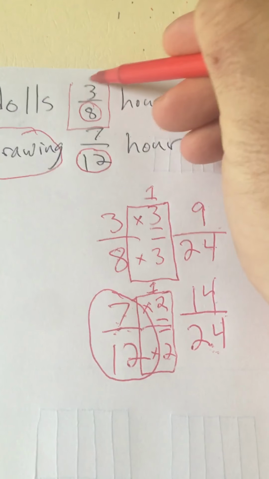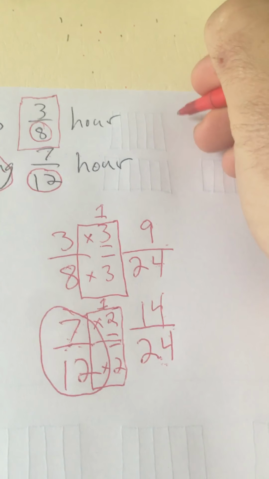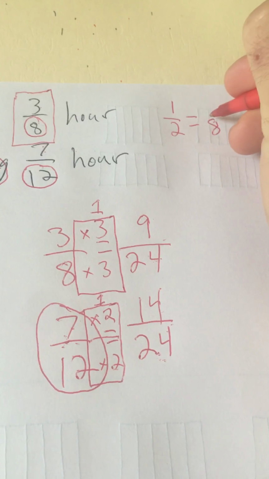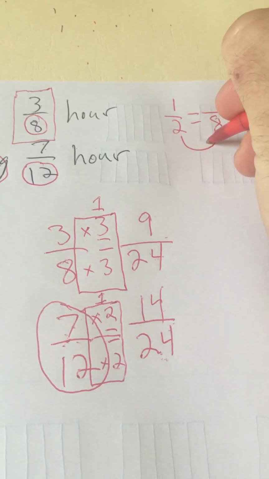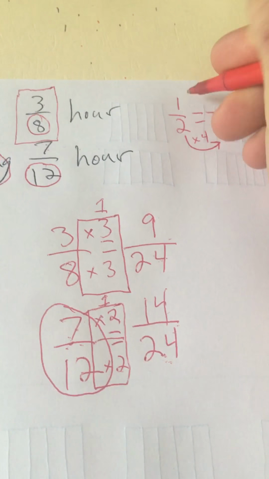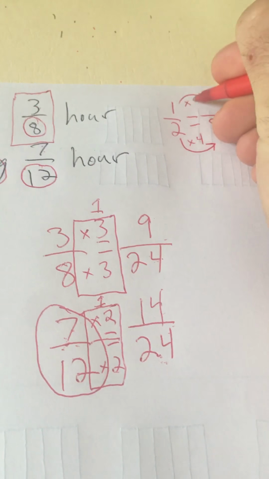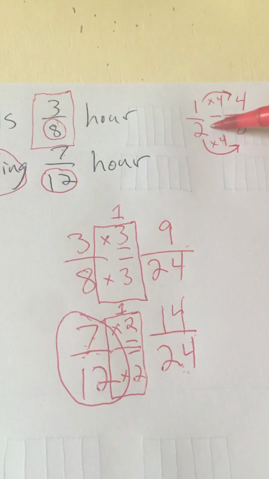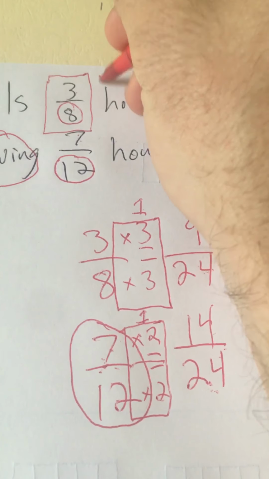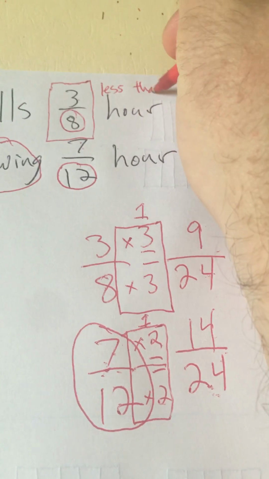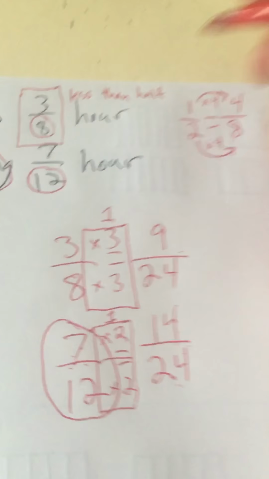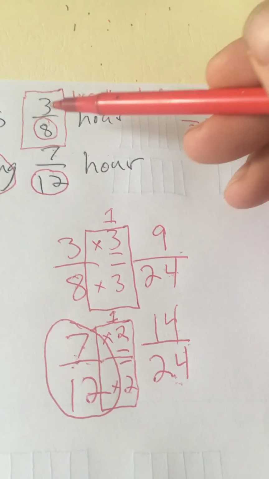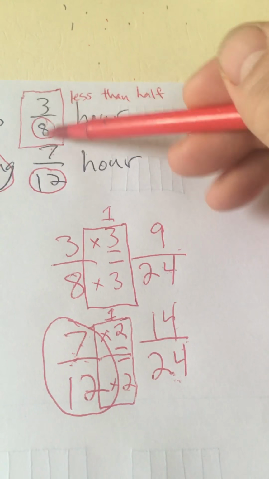So if we have 3/8, 1/2 of eighths, 2 times 4 gets us to 8. So 1 times the same number, 1 times 4, is 4/8. So if 4/8 is equal to half, 3/8 is less than half. Okay? 4/8 is half. So if you have 3/8, then you have less than half, because you would need 4/8 to be half. So this is less than half.